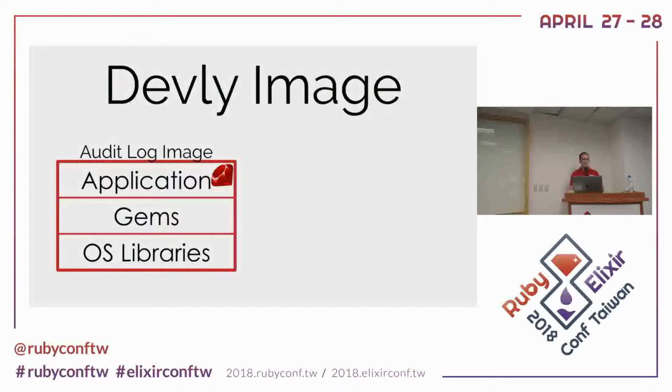An image contains the files necessary to run a service. The audit log image uses Ruby, so it has a copy of our application code. That code requires some libraries like Rails, Sidekiq, and a JSON parser, so the image contains those installed gems. The JSON parser requires a C library, so we install that with the OS package system. In our repository, there is a Dockerfile that contains the instructions for building this image.